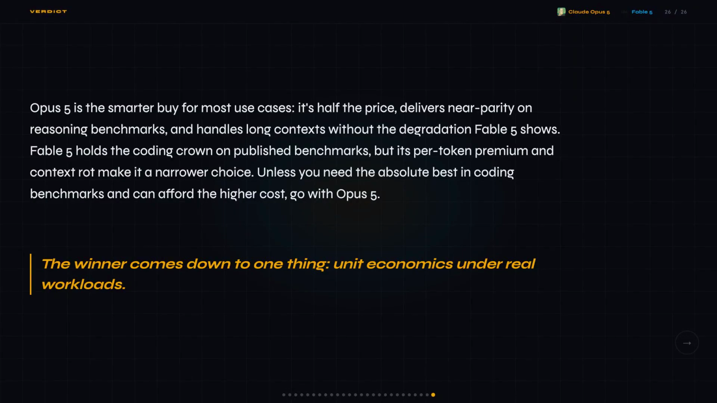Half the price, no context rot, strong on agents. So if you're running agentic pipelines, processing long documents, or watching your token bill, go with Opus 5. If you need the absolute best published coding benchmark scores right now and cost is secondary, Fable 5 is your model, because $5 versus $10 is really the whole decision.